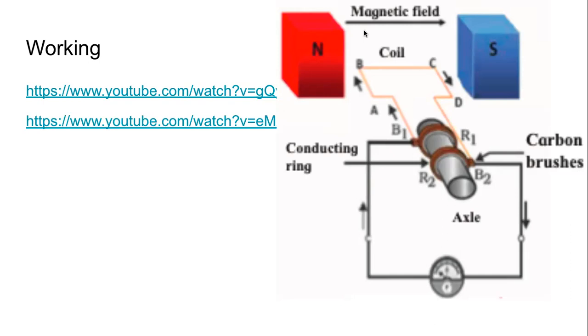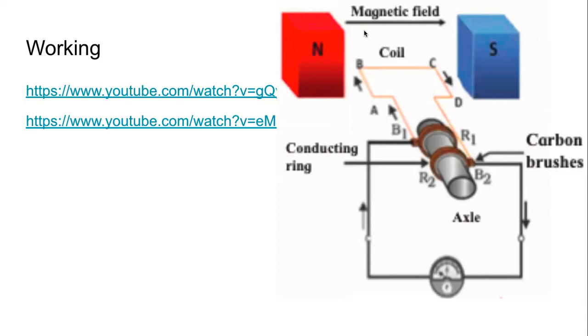But when this rotates fully, when AB goes in the place of CD and CD comes in the place of AB, now CD is going up. Now if CD is going up, again this will happen. Now the direction of the current will be from D to C. From D to C, that means from ring R2 to R1. In the first half of the circle, the current was from R1 to R2, ring 1 to ring 2. In the second half of the cycle, the current is from ring R2 to R1. First it went like this, then like this, alternating current.